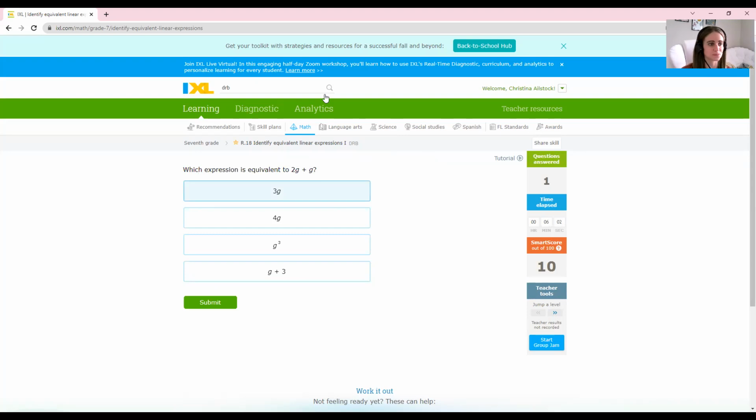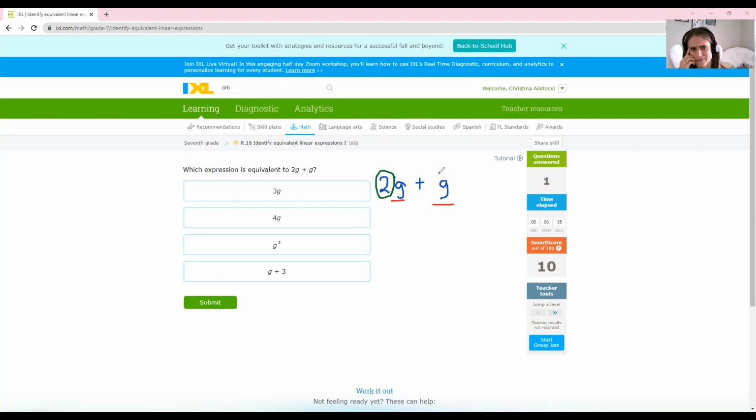All right, let's try this one. Which expression is equivalent to 2g plus g? Ooh, this is a good one. So first thing is we need to make sure that these are like terms. Are they like terms? Yes, and I know that they're like terms because they both have a g with them. Now that we've established they're like terms, we can just add our coefficients. So in this first case, my coefficient is a 2. I have 2 g's.